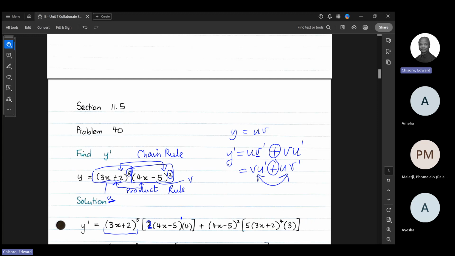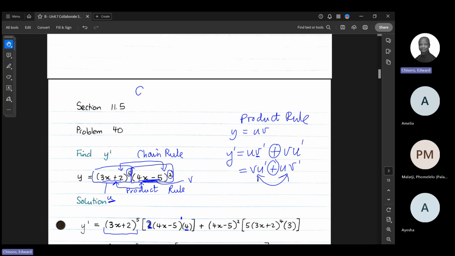And then the second chain would be to differentiate the inside function, right? So 4x minus 5 when differentiated gives us a 4. And then you have your two chains multiplying each other, right? So this is product rule.